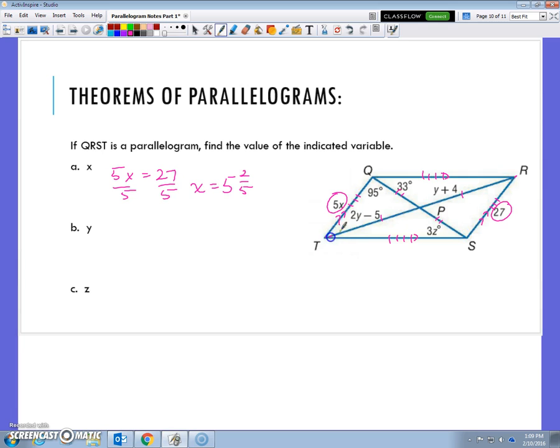Y is found on these two portions of the diagonal. Now, because these are both diagonals, I know that it was split perfectly into two pieces. So I know that 2y minus 5 must equal y plus 4.